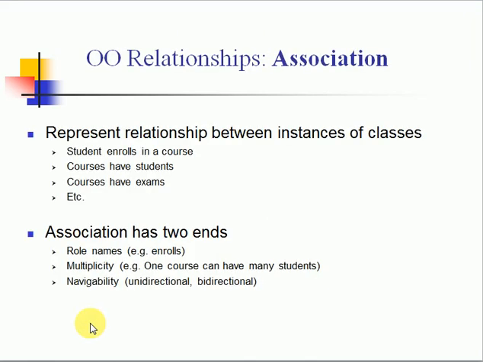Association represents the relationship between the instances of the classes. So a student enrolls in a course, courses have students, courses have exams, etc. These are all examples of this one. An association has two ends. One is role names, for example enrolls. Multiplicity, for example one course can have many students. Navigability, which may be unidirectional or bidirectional.